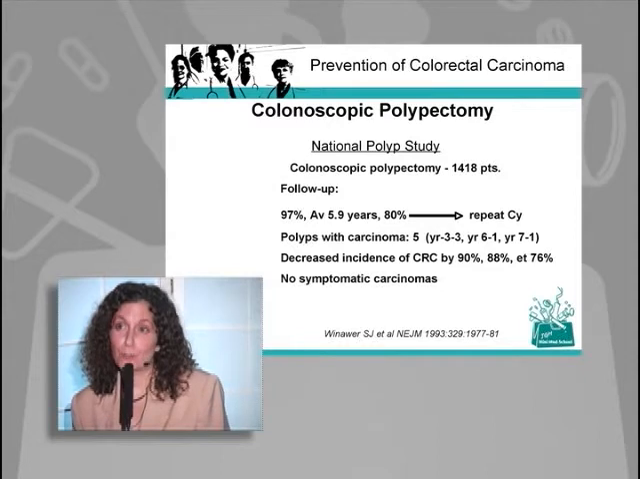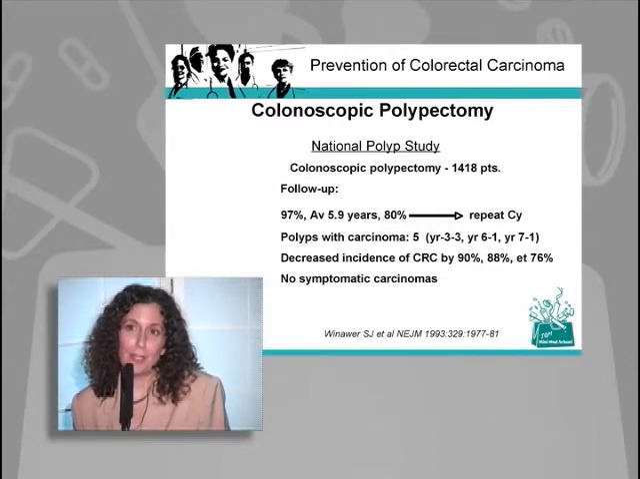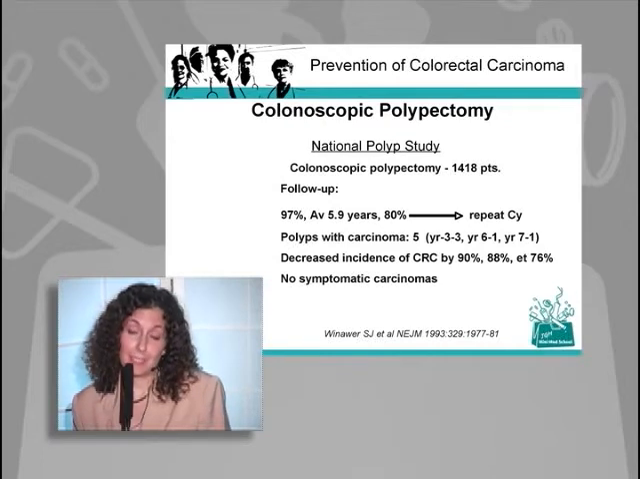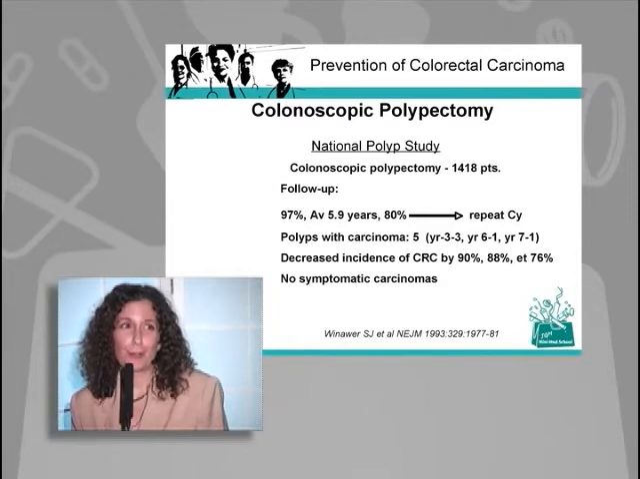Essentially, when these individuals were compared to individuals who did not have any polypectomy over the last 6-7 years that had polypectomy at follow-up, the incidence of colorectal cancer decreased by 90% at 3 years, 88% at 6 years, and 76% at 7 years. So that's quite significant. And the other important factor is that no symptomatic carcinomas were found. So the only carcinomas that were found were essentially cancers within polyps themselves, which are very early cancers, essentially cured when you remove the polyp.